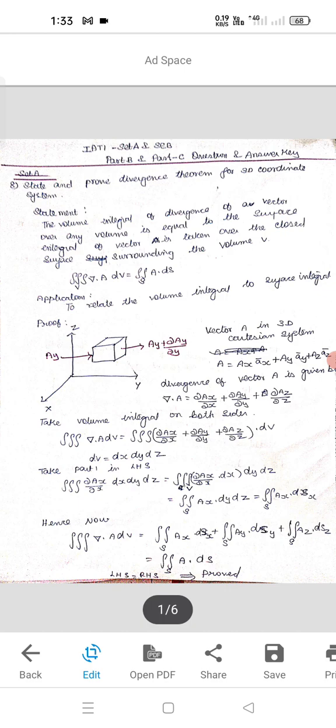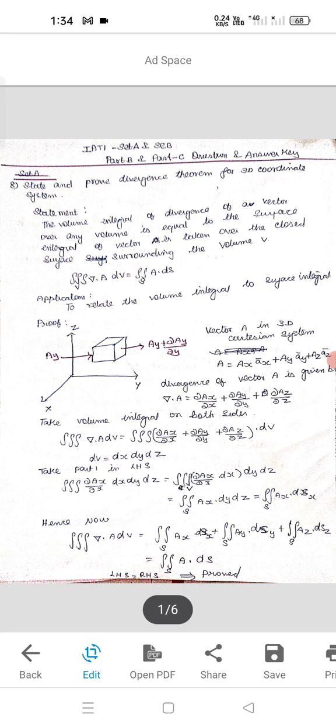So already we know the statement: the divergence theorem relates the volume integral with the surface integral. Mainly that is the application of the divergence theorem, and the divergence theorem is nothing but the volume integral of del dot A dv is equal to the surface integral of A dot ds. So now we have to prove that.